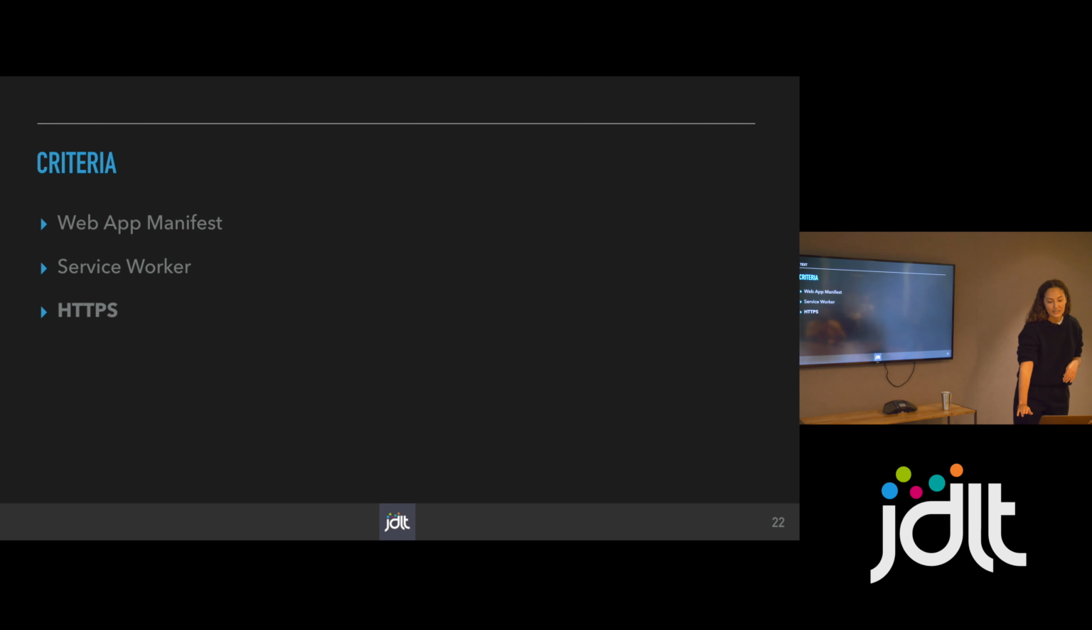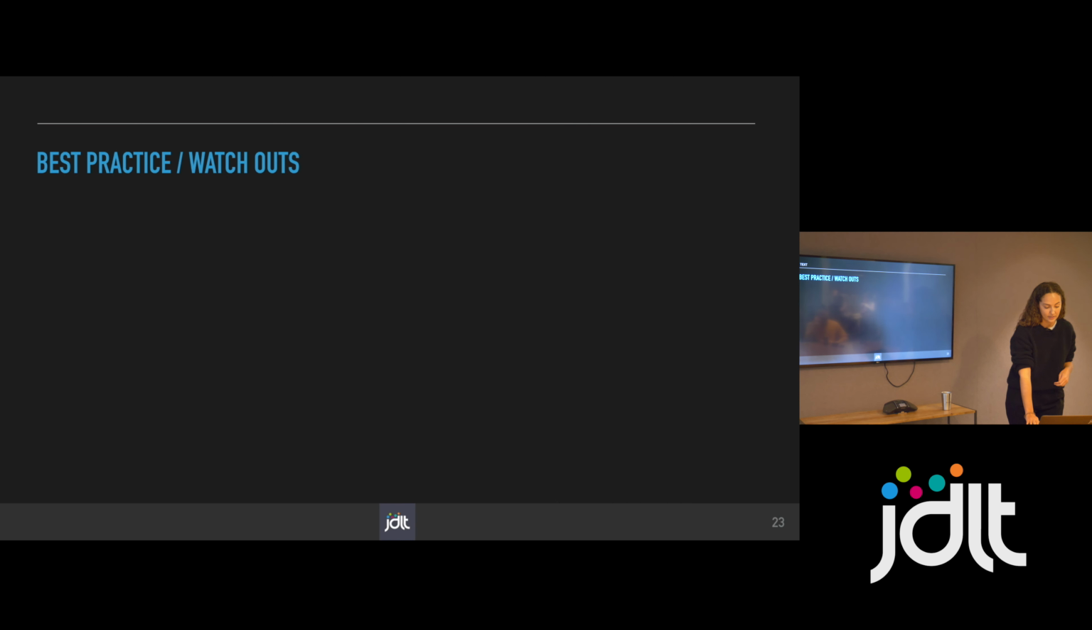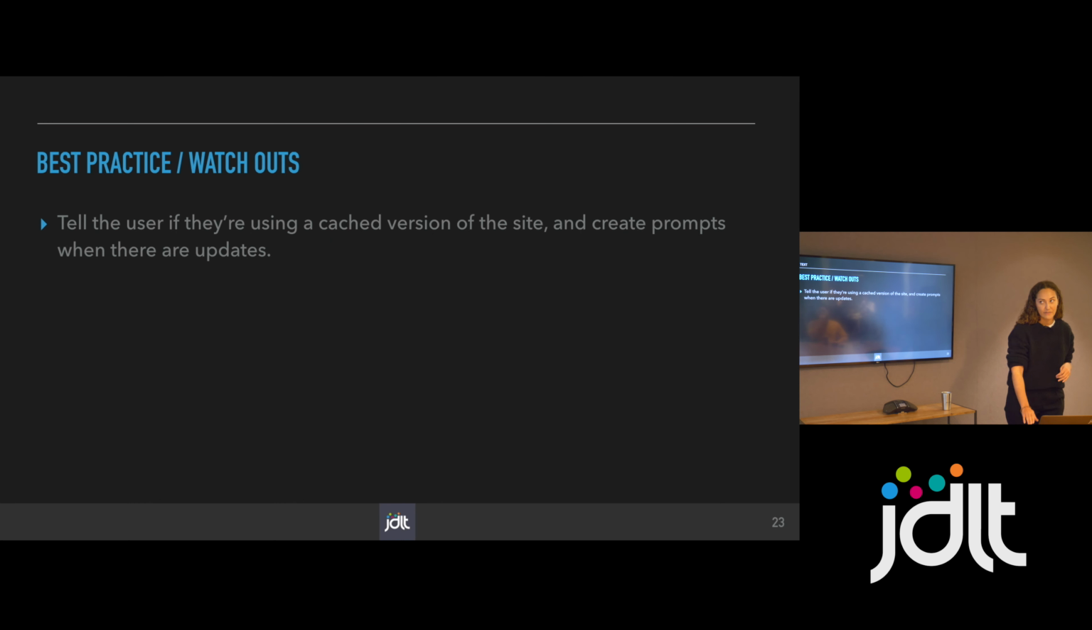And then the last criteria is that it just needs to run over HTTPS. Service workers can intercept all requests, so it's to protect against malicious intent. And then just some best practice and watch outs that I've experienced and also seen other people talking about online. The first is, it's a good idea to tell the user if they're using a cached version of the site or if there are updates available. It might be a good idea to let them update the website, the app, rather than just updating it for them.